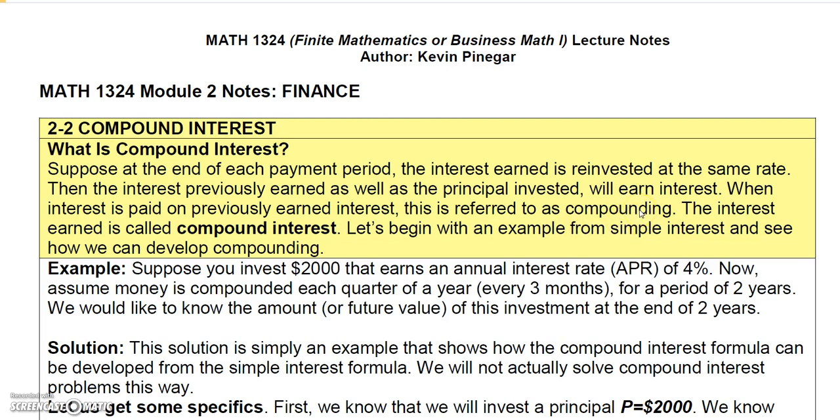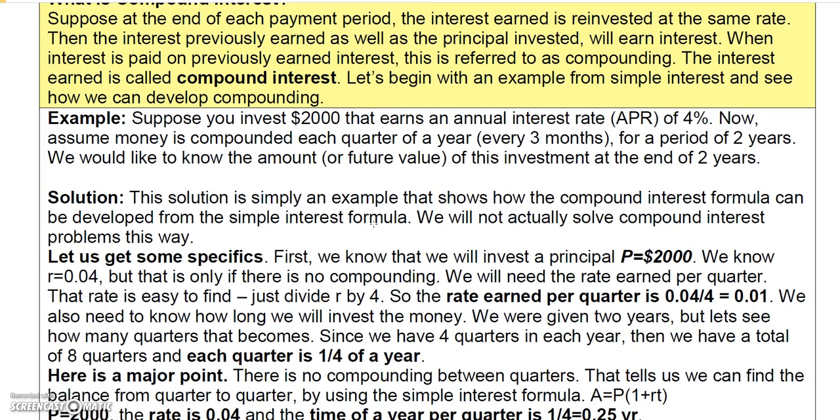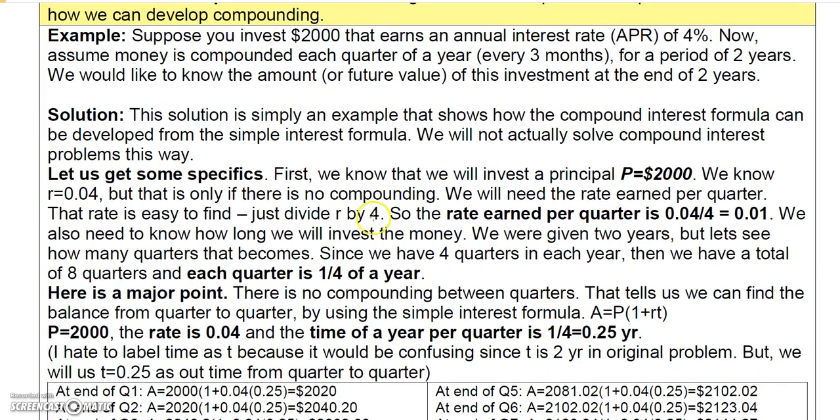And you'll find that this compounding concept can be very powerful with investments, especially if it's over long periods of time. Now, the interest earned is actually called compound interest. And so we're going to begin with an example from simple interest and see how we can develop this compounding. So let's start with this example.